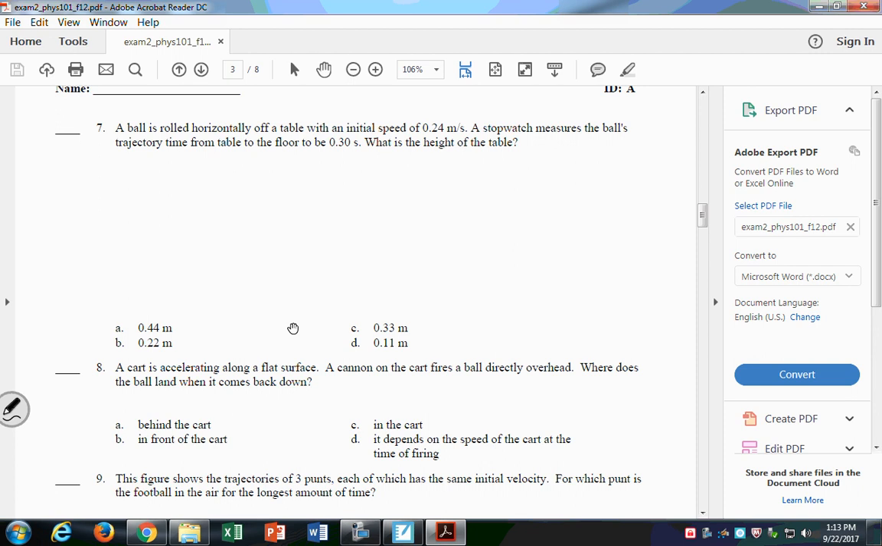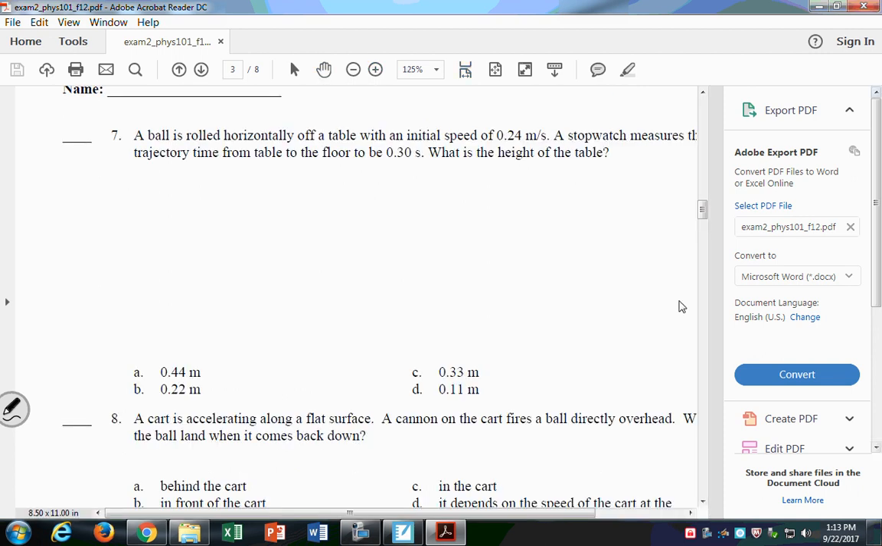Okay, let's look at number 7. This is F12. Can y'all see that in the back, Landon? Let me zoom in a little bit.